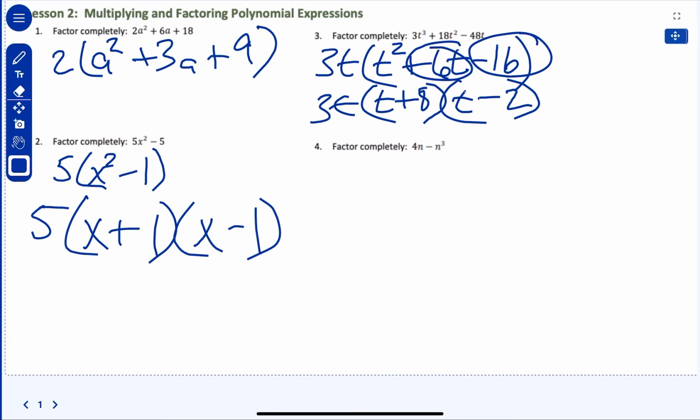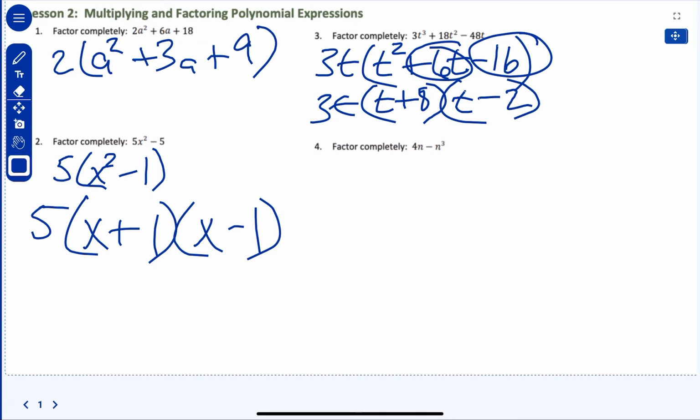Okay? Everybody see that? What two numbers do you multiply together to get the last term that you can also combine and get the middle term? Well, that's how you're going to do trial and error. Okay?